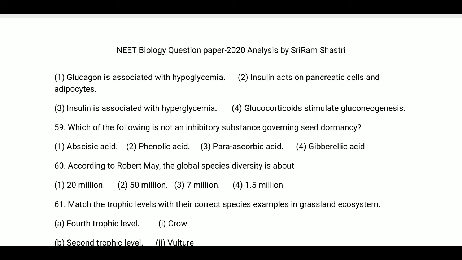Which of the following is not an inhibitory substance governing seed dormancy? Abscisic acid, phenolic acid, parascorbic acid, gibberellic acid. Again, for this question, the right answer is gibberellic acid. Gibberellic acid is not an inhibitory substance for governing seed dormancy.